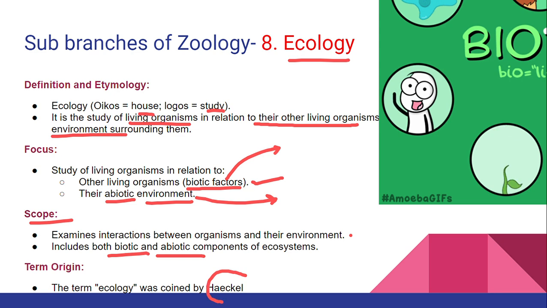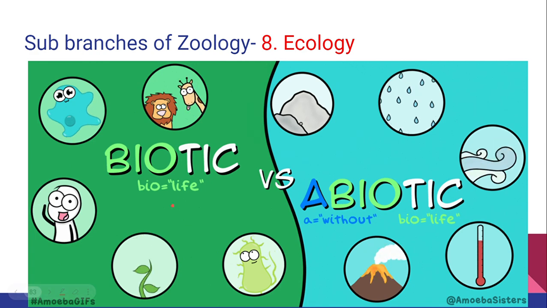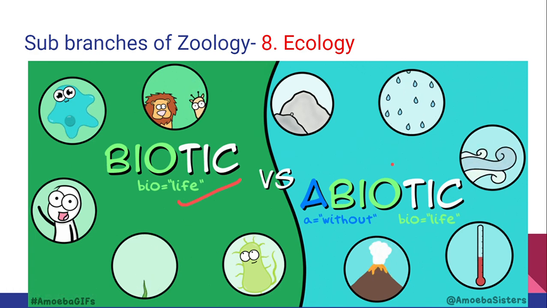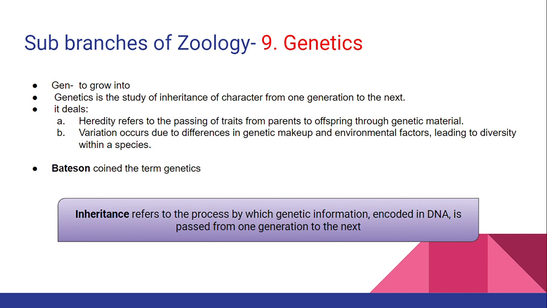The term ecology was coined by Haeckel. Very, very important, class. The term ecology: who gave the term ecology? That was given by Haeckel. So here you can see examples of some of the biotic components, and here you can see examples of the abiotic components. Now the next one is genetics.